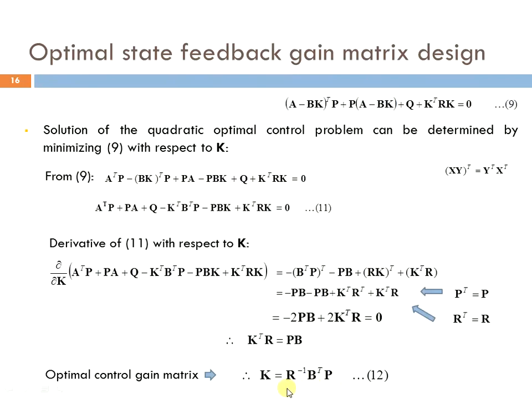So this is basically the solution of the optimal state feedback gain matrix. It is expressed in terms of the weighting matrix R for the control energy expenditure, the control matrix B, and the positive definite matrix P. So as long as we know the values of these, then we can determine our state feedback gain matrix.